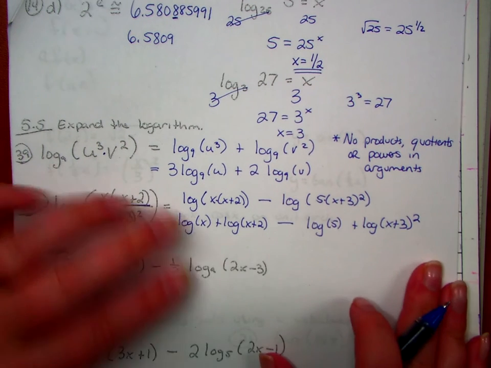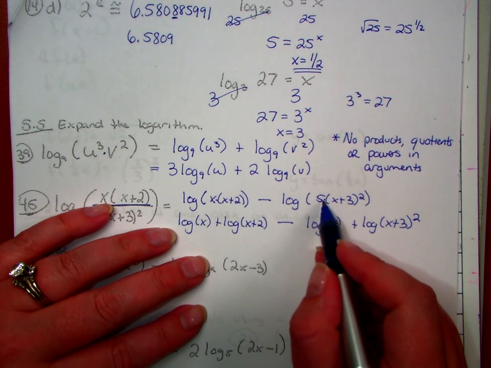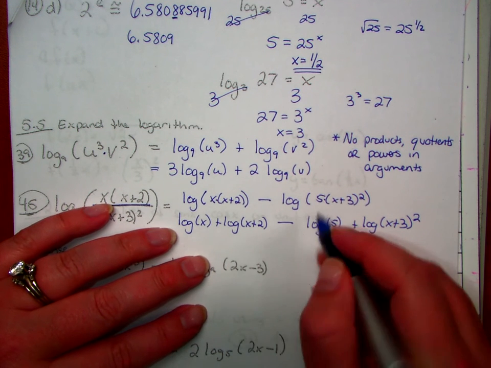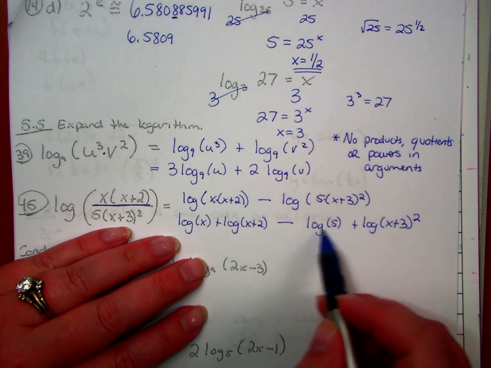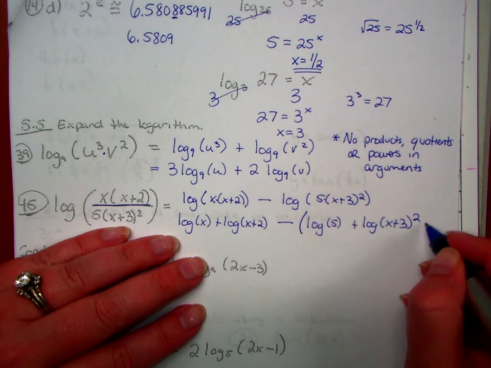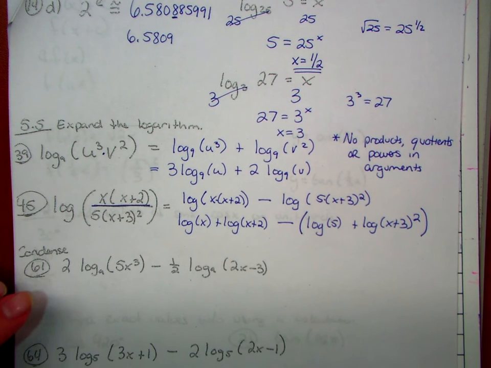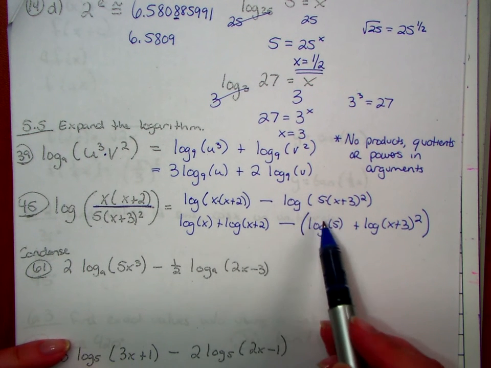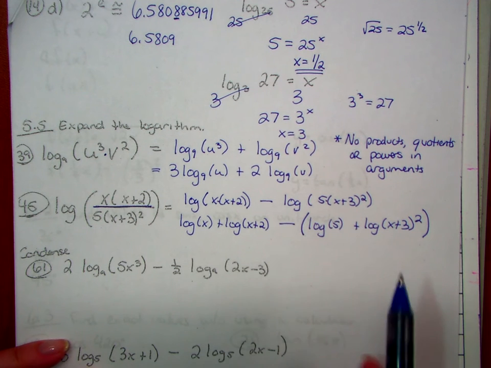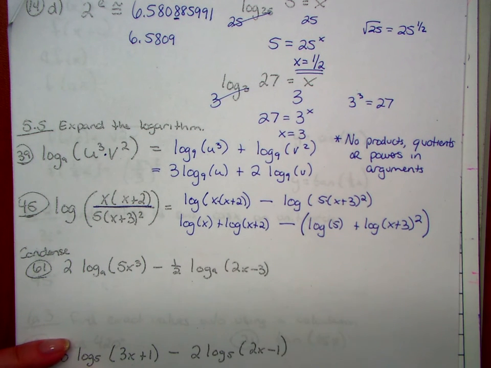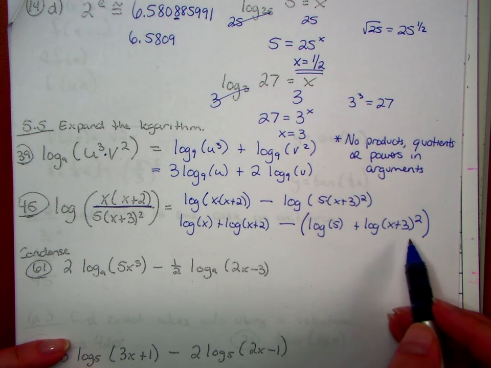Now there's a mistake here, right? Because when I split up this product, I have a minus sign in front of it. And so that minus sign, both of these terms need to be in the denominator. So I need to put log 5 plus log x plus 3 squared in parentheses so that this negative sign can get distributed, and then both of those arguments can be put in the denominator. All right, one more step, guys.